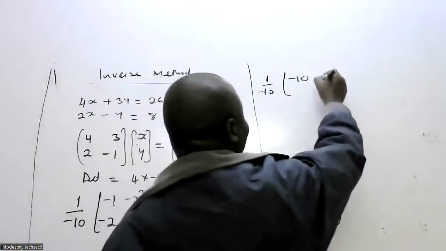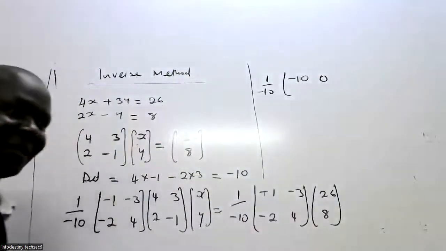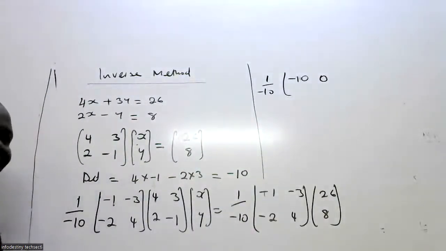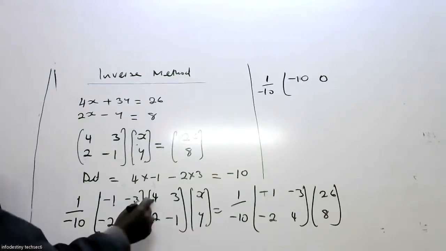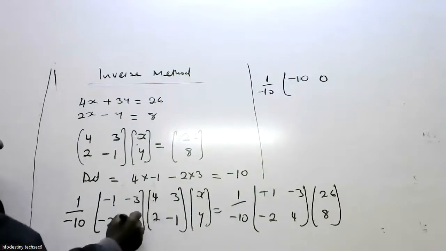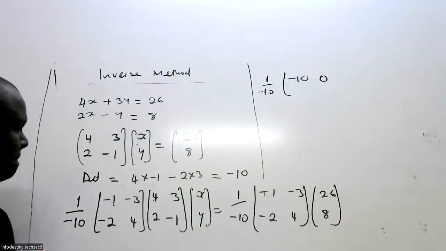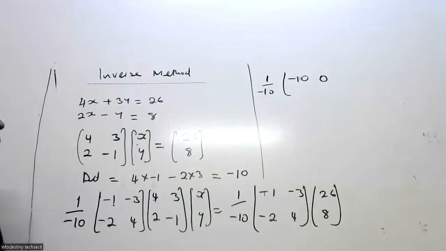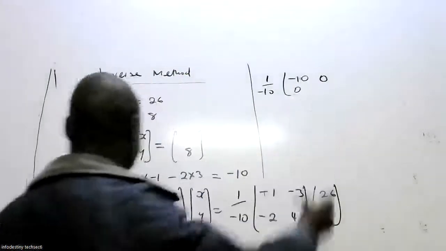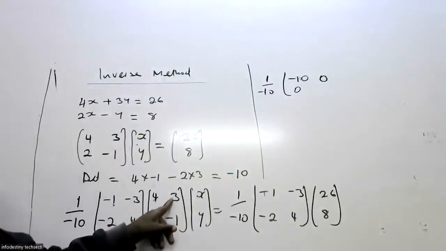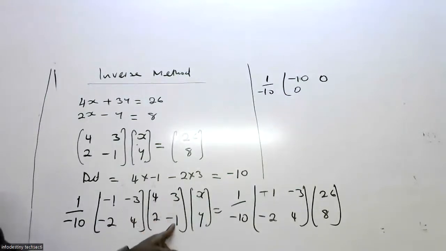Are we together? Yes. Okay. Now I come to this. This times this, plus this times this. You got it? It's a 0. This times this, negative 6, plus this times this, negative 10. Are you together?